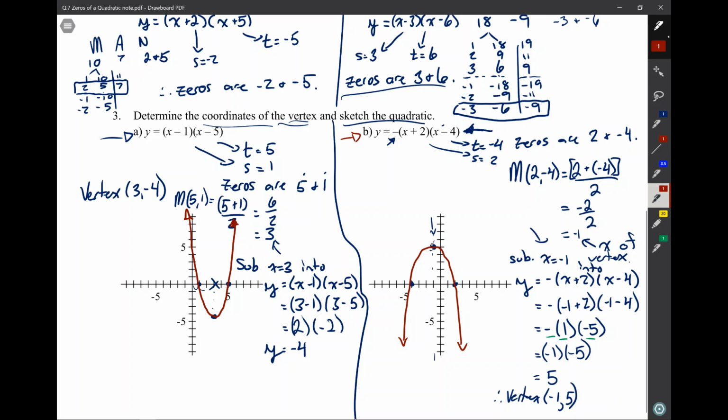Now you'll note this quadratic on the right side opens down. This quadratic on the left side opens up. That lines up with the previous things that we know: if there's a negative sign at the beginning, it opens down. If there's not, it opens up.